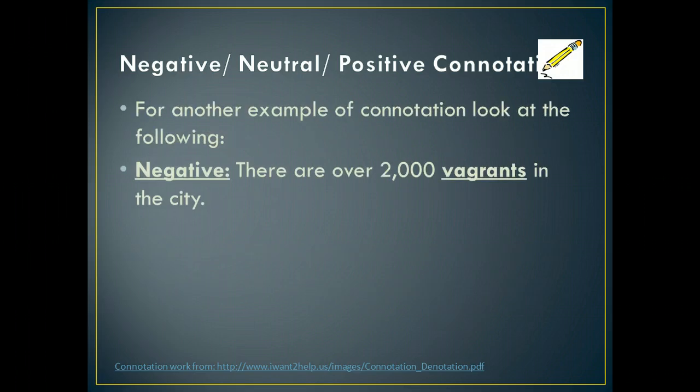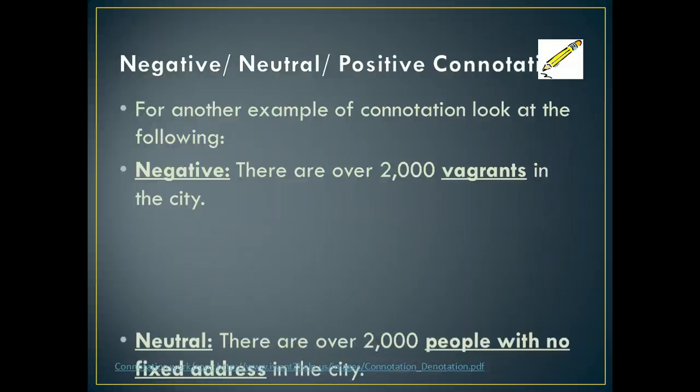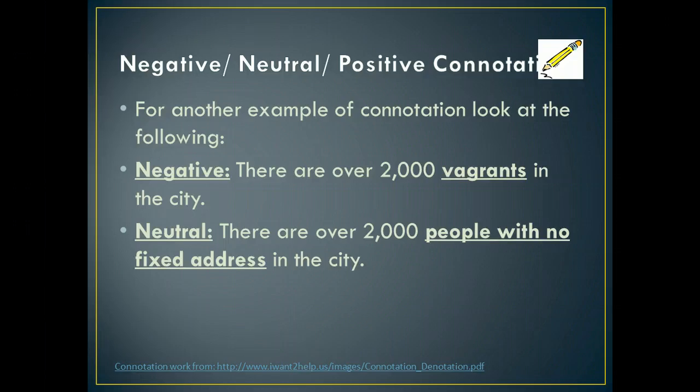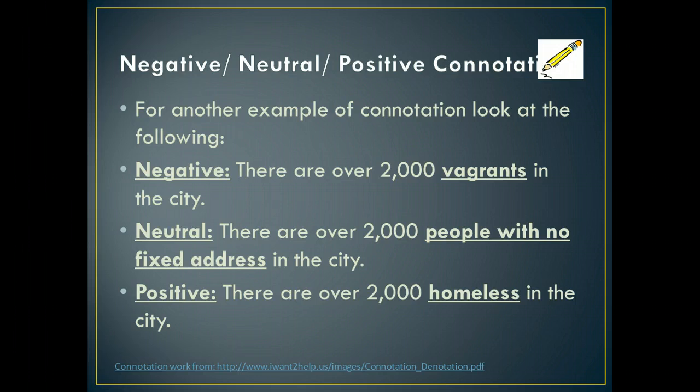So, another quick example on connotation. A negative example would be to say there are over 2,000 vagrants in the city. You can think of a lot more negative connotative words that mean vagrant, but again, it's a class setting. Okay, a neutral one instead: there are over 2,000 people with no fixed address in the city. And then a more positive: there are over 2,000 homeless in the city. So more of a politically correct way to say it. But you can see how you can definitely attach an emotional feeling to your word choice.